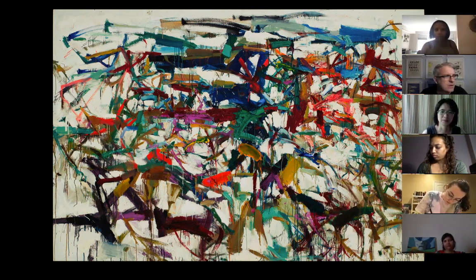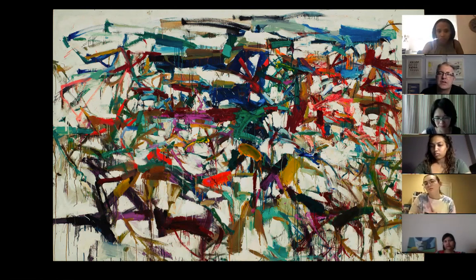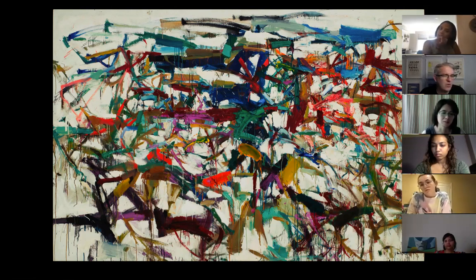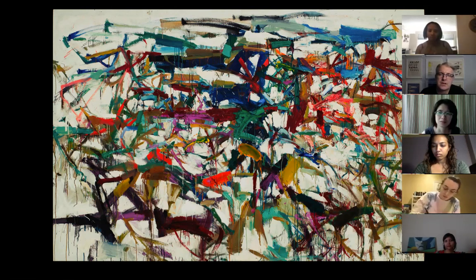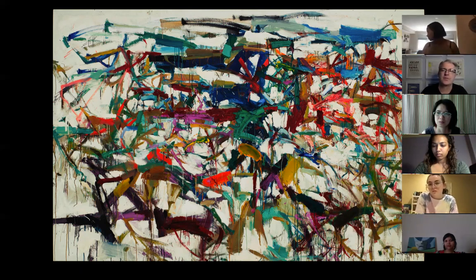Anyone know what movement this is associated with? Like, what do we call this kind of painting? Abstract painting. It's called, I mean, this is in general abstract painting. So the word abstract just means away from the real. That's why that term has become used to describe this kind of painting, the idea that this is somehow removed from the real.